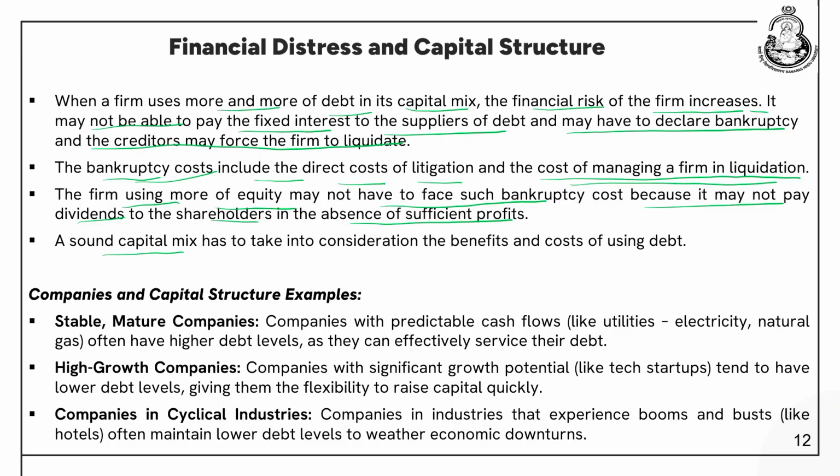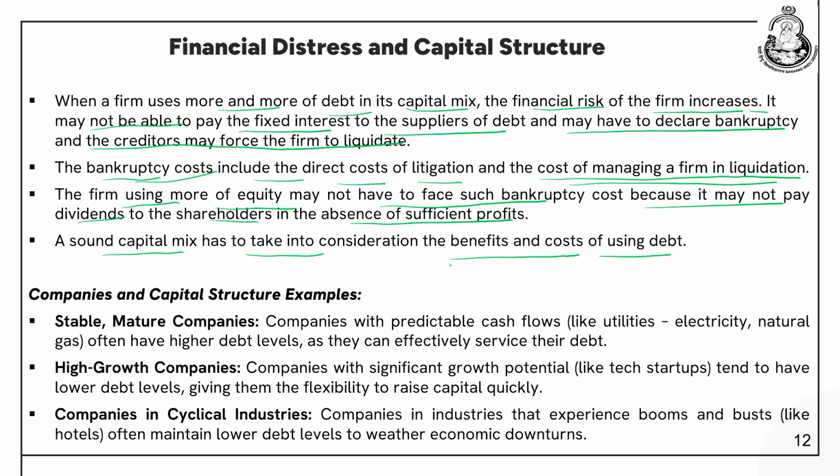A sound capital mix has to take into consideration the benefits and cost of using debt. So, whenever you are planning a capital structure, it is true that debt has various advantages. It is cheaper, you get the advantage of tax leverage, which makes the cost of debt even cheaper, but it also brings an element of risk. So, when planning a capital structure, you need to consider the benefits and the cost of using debt financing. Now, let us talk about companies and capital structures with some examples.